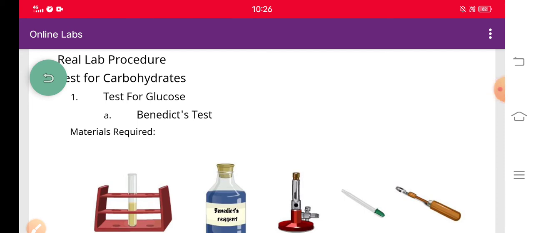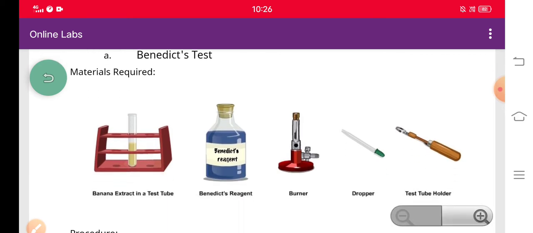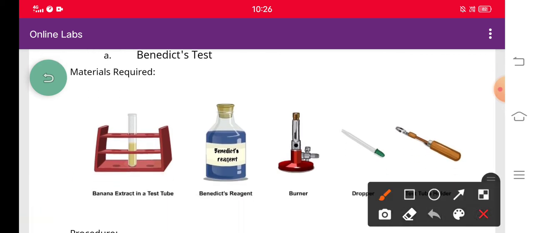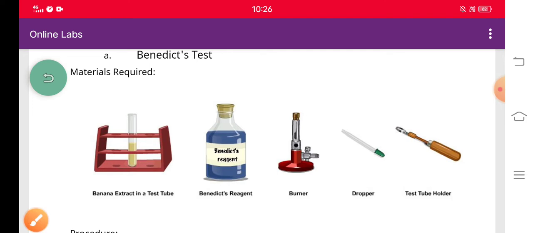Test for glucose with the help of the Benedict test. The first is the Benedict test. The materials required are banana extract, Benedict reagent, burner, dropper and the test tube holder.